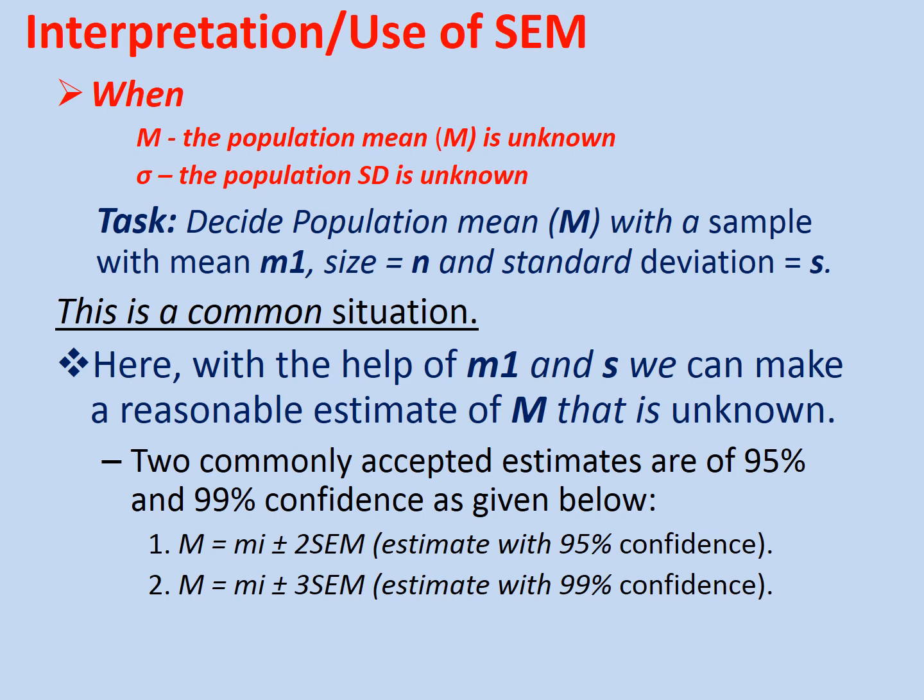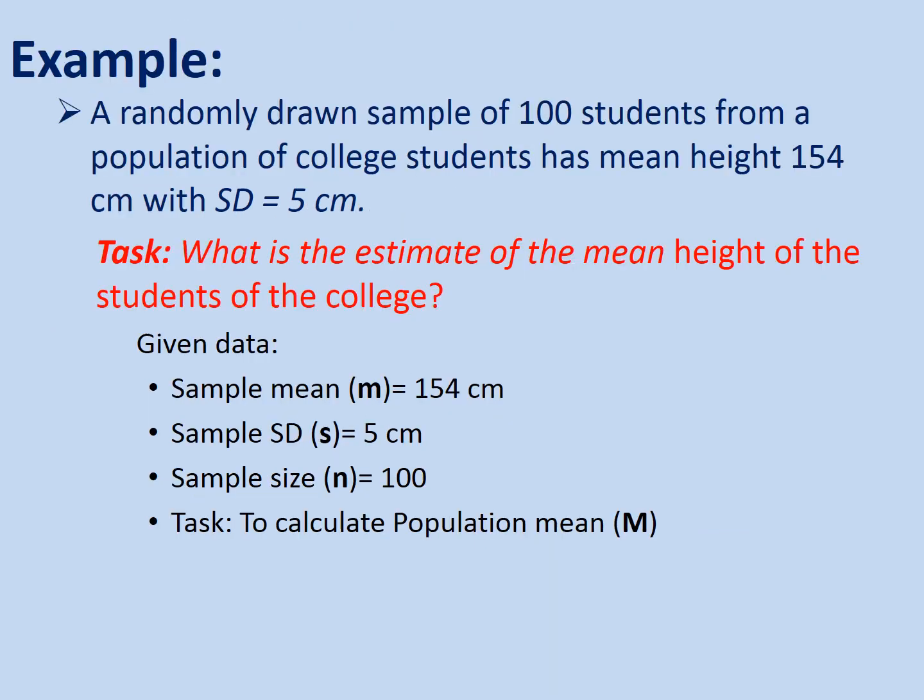So let's understand with the help of an example. Let's understand the second situation with the help of the example on the screen. The example is a randomly drawn sample of 100 students. So we have drawn a sample of size 100 students from a population of college students, the whole college. We do not know the number in the population of college students. The sample has a mean height of 154 centimeters and a standard deviation of 5 centimeters.